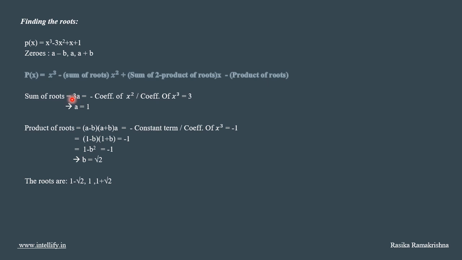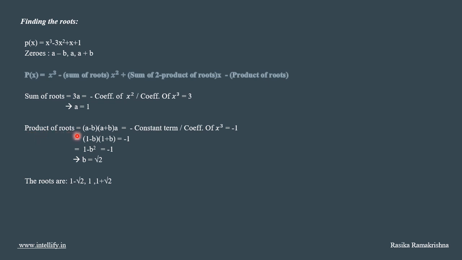We also know that the sum of the roots is minus b by a. So here your b is going to be minus 3 and a is going to be 1. That is nothing but the coefficient of x square whole divided by the coefficient of x cube whole, with a minus sign. So we have 3. So 3a is equal to 3, which implies a is equal to 1. So we have found the value of a. Alright, so let's go ahead and look at the product of the roots.